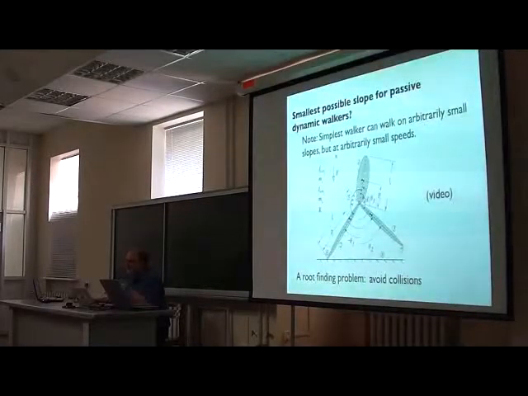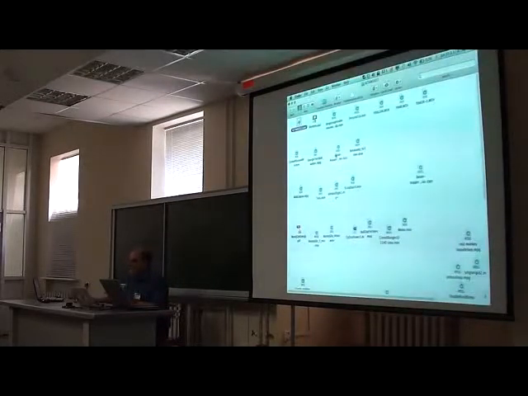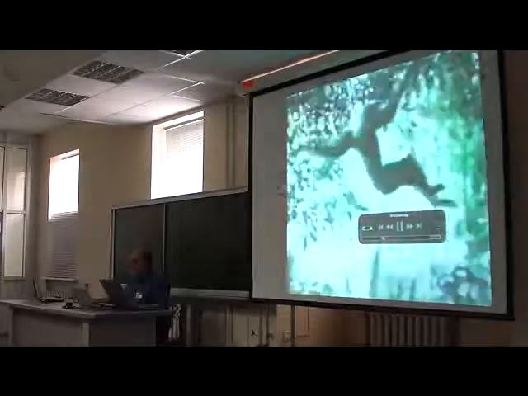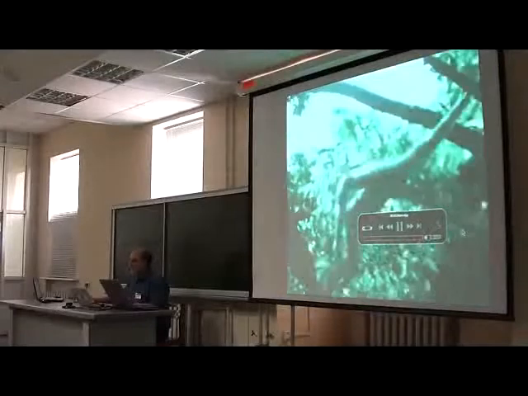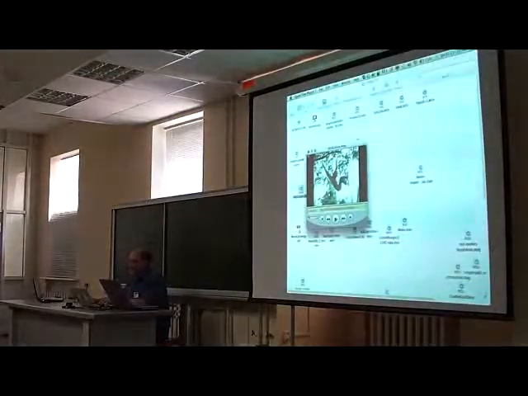There are a couple more passive dynamic ideas before I go on to the other. One is trying to do passive dynamic brachiation. Brachiation is monkeys swinging from trees. Actually, they're apes, not monkeys, but that's for biologists to distinguish. If you look at these animals, they can swing from trees. And the question is, can you make a passive model that has some of these properties? And that's what we worked on.